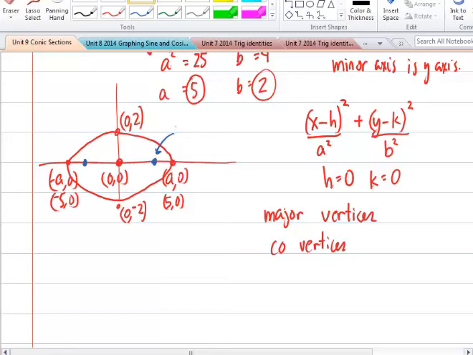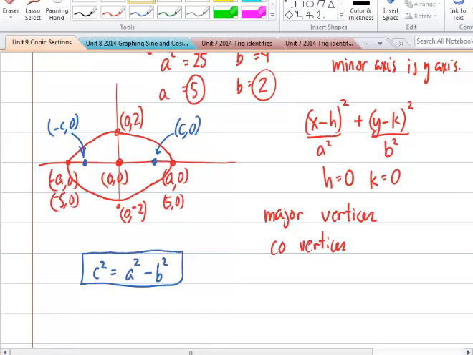The foci's coordinates are at c comma 0 and negative c comma 0, and there's a very easy equation that relates them. It kind of reminds you of the Pythagorean theorem, but it's not. It's c squared is equal to a squared minus b squared, and this equation holds true no matter what type of ellipse you're working with.